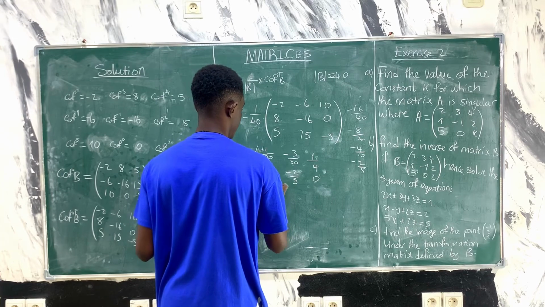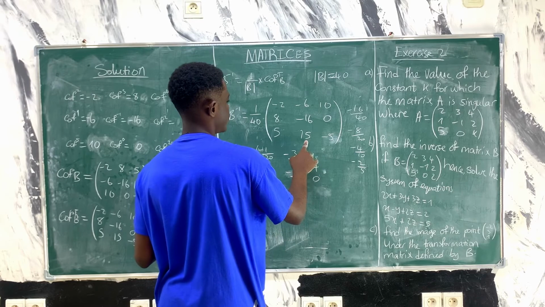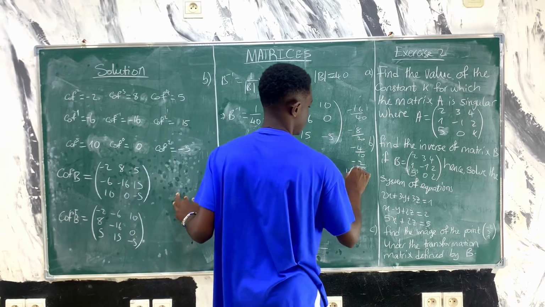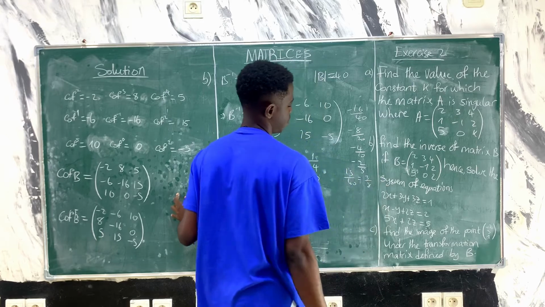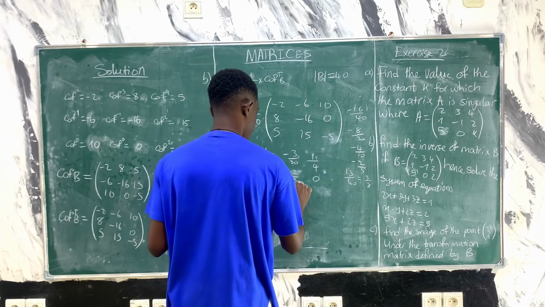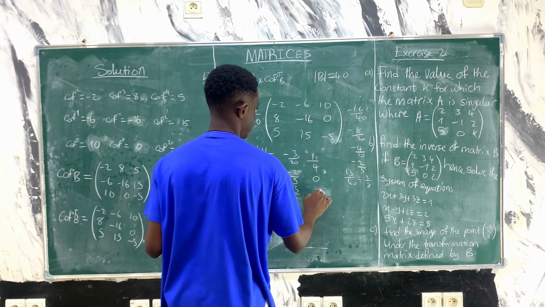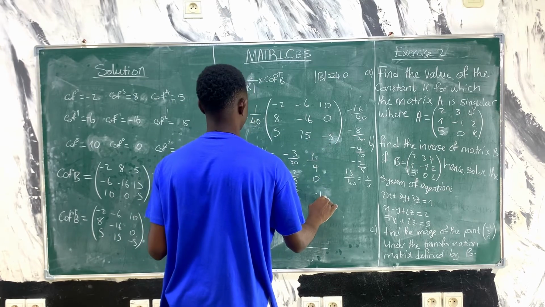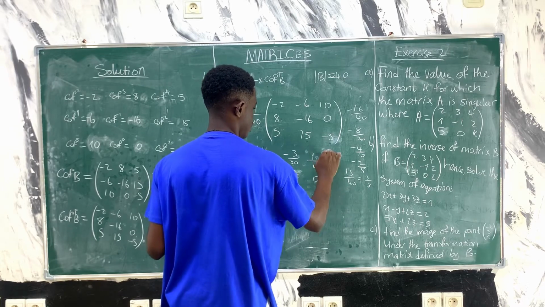Then we have 5 on 40, 1 on 8. 15 on 40 is the same like 3 on 8. Then 5 on 40, negative 1 on 8.